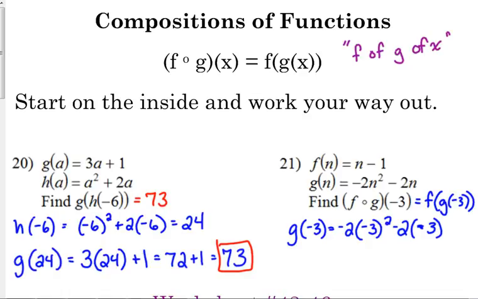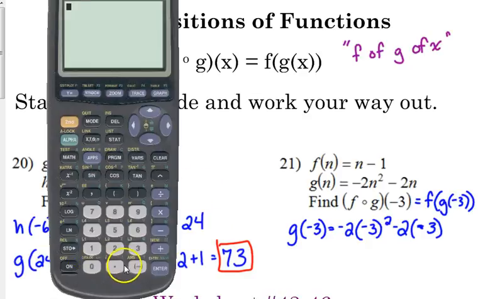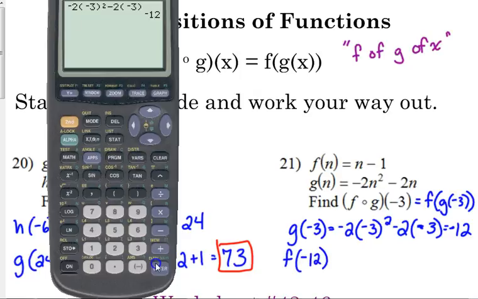Don't want to mess it up, so I'm going to type it in my calculator. Being careful with parentheses, negative 2, negative 3 squared, minus 2. You can put it in parentheses or you can just put it times. Okay, that's negative 12. So that's what we're going to plug into f. F of negative 12. Well, f is n minus 1, so negative 12 minus 1 is negative 13.